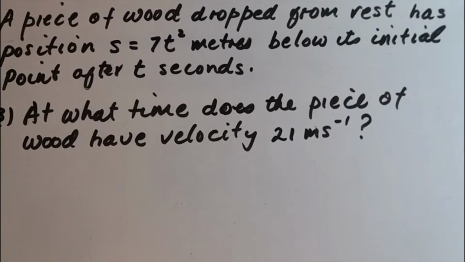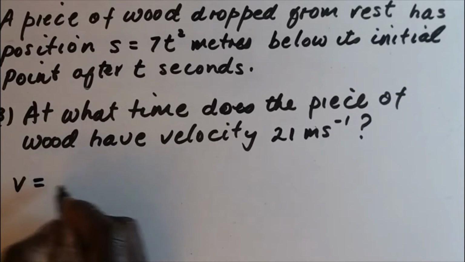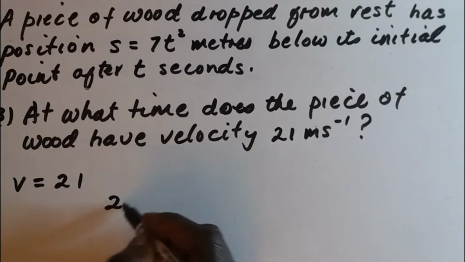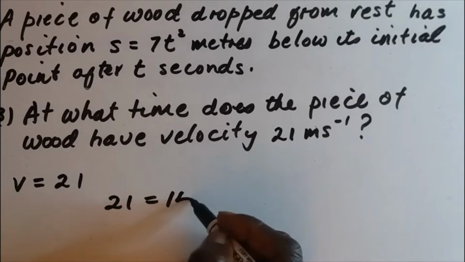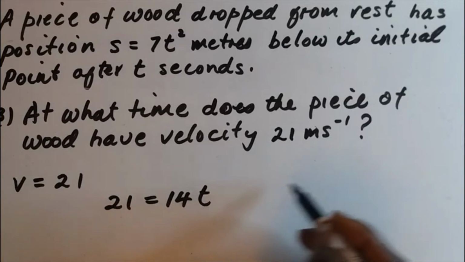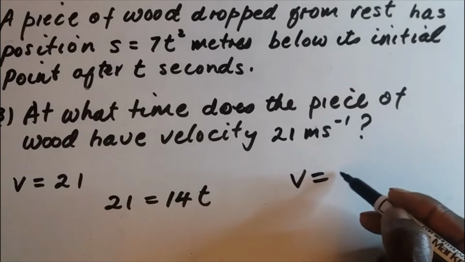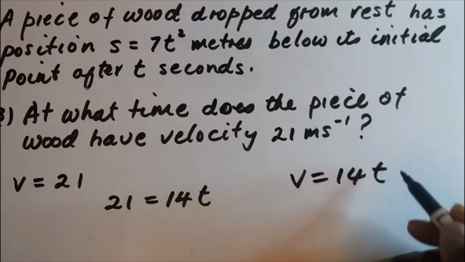At what time does the piece of wood have a velocity of 21 meters per second? We know when v is equal to 21, then we have 21 is equal to 14t. Bear in mind we did calculate our velocity function as v is equal to 14t.